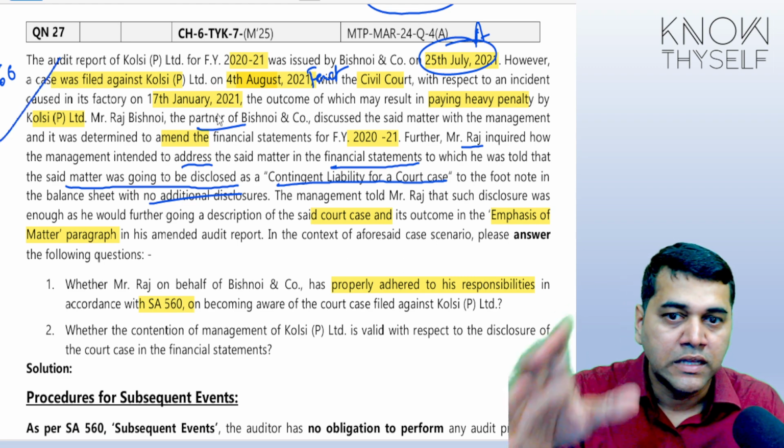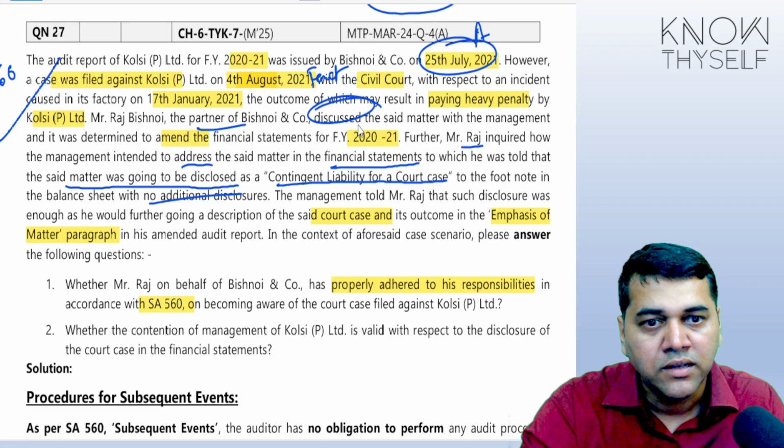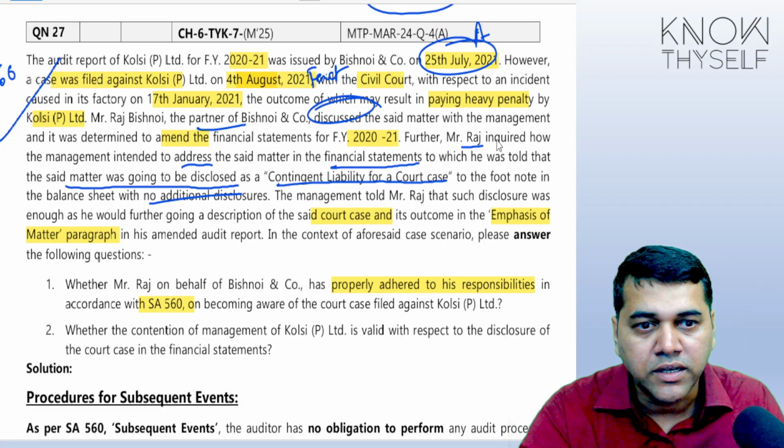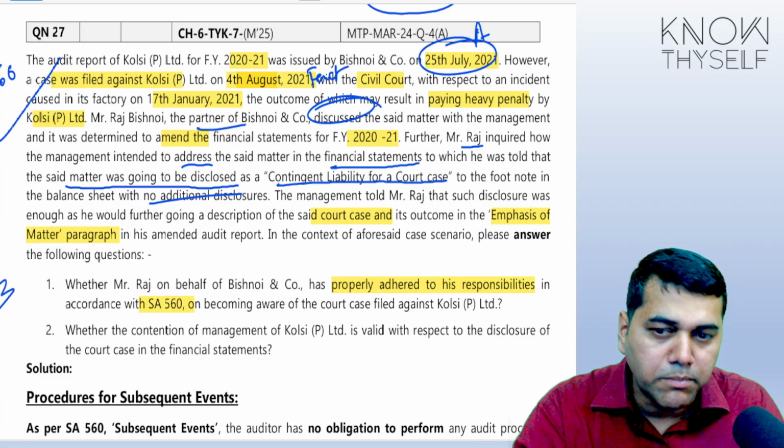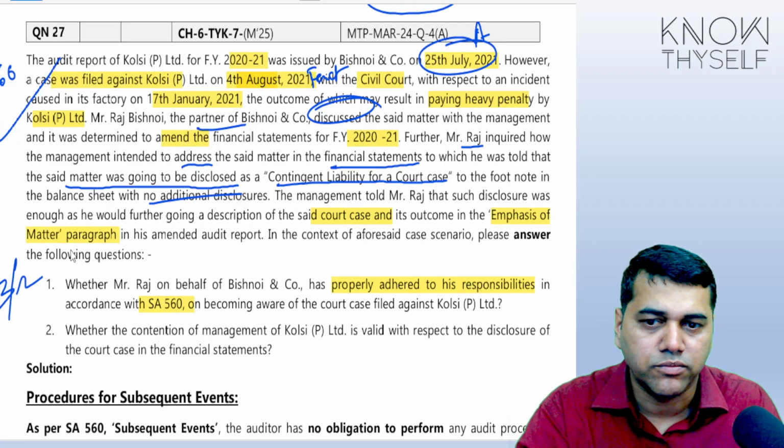Perfectly, yes, done. Because the moment he comes to know, he discussed with the management, he asked the management to amend the financial statements, and he agreed to give a new audit report. So this can fetch you 3 marks or 2 marks, I don't know.